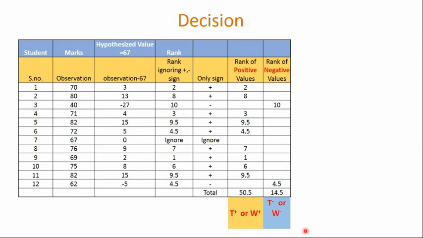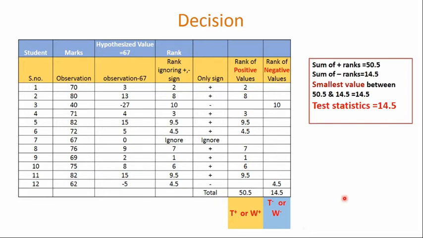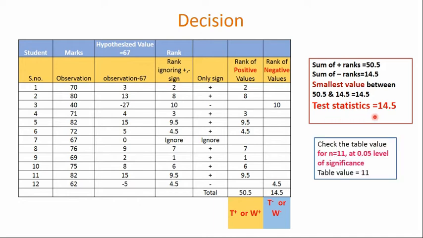Now we will perform the manual method, test statistics with the manual method. Sum of positive ranks is 50.5. Sum of negative ranks is 14.5. Check the smallest value between them; the smallest value is 14.5. Our calculated value, or test statistic, will be 14.5.